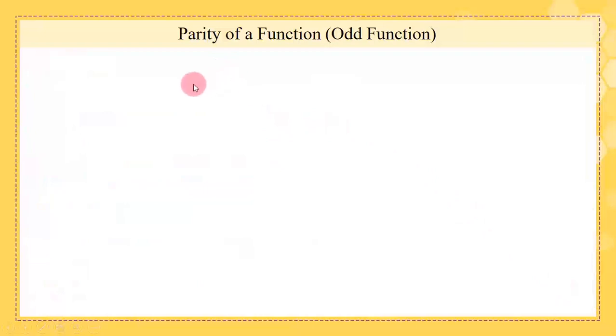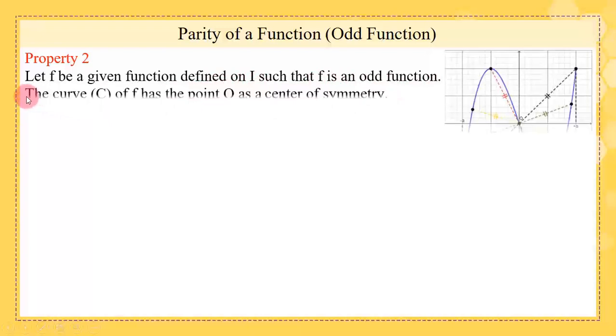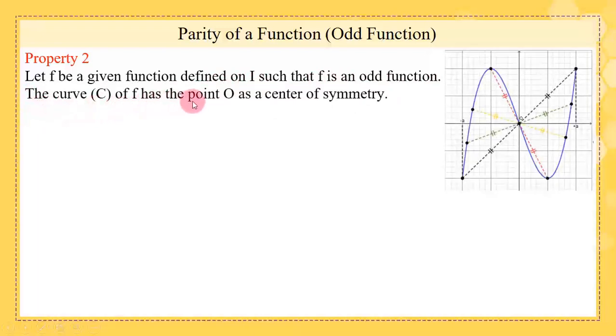Parity of a function, odd function. Property number 2. Let f be a given function defined on I such that f is an odd function. The curve C of f has the point O as a center of symmetry. This means that every point on the curve C, if we take its symmetry with respect to O, this point will also be on C.